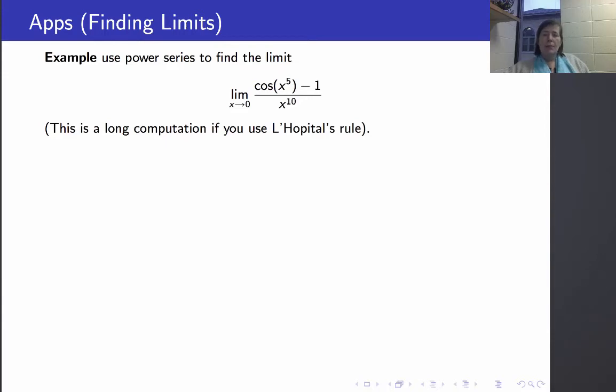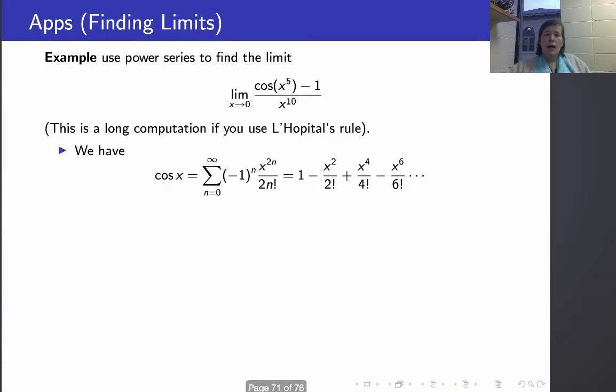Here's another application where we can use our power series expansion. We have a power series expansion for cosine of x, and by substitution we can now figure out a power series expansion for cosine x to the 5.